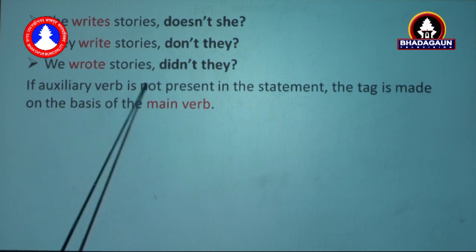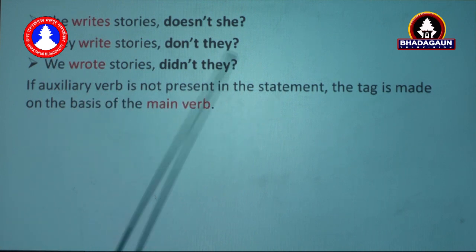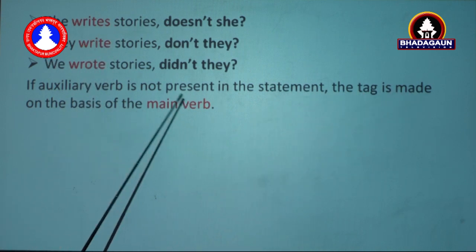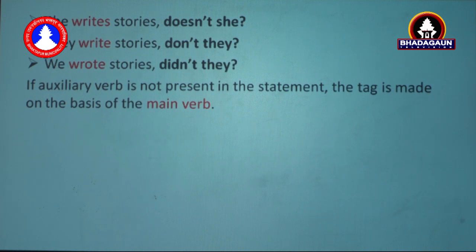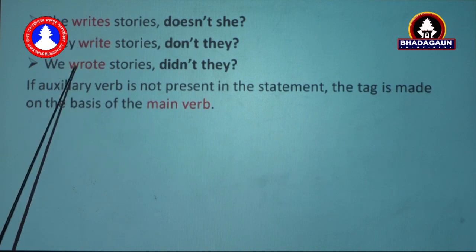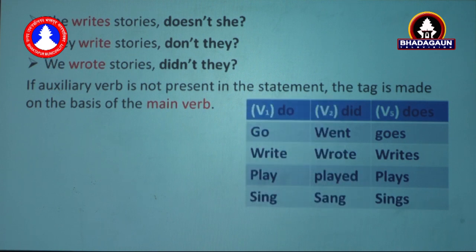So if the auxiliary verb is not present in the statements, there is no auxiliary verb. In this case, the tag is made on the basis of the main verb. We have to see the main verb, and on the basis of the main verb, we add the tag or use the tag. So main verbs are verb 5, here is verb 1, here is verb 2. If such types of main verbs are given, we use the tag. In such a case, if verb 1 is present in the statements, use the auxiliary verb do. For example, go, write, play, sing.